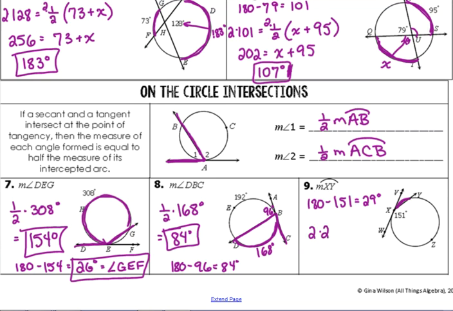So 2 times the angle equals the arc. 29 degrees is the angle. 2 times the angle is the arc.